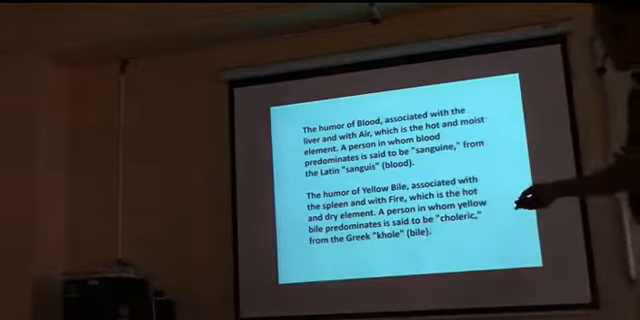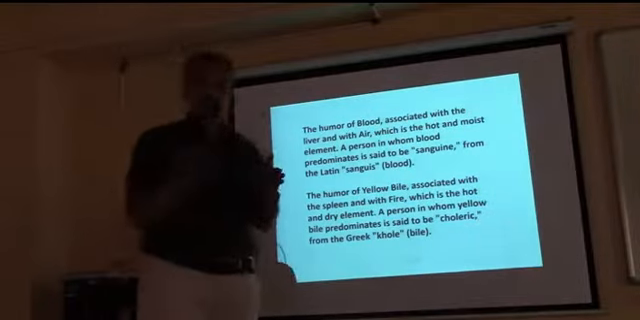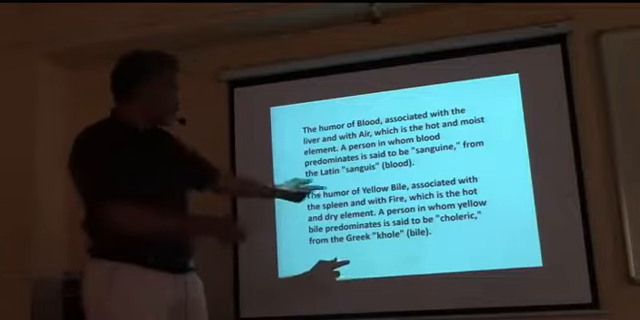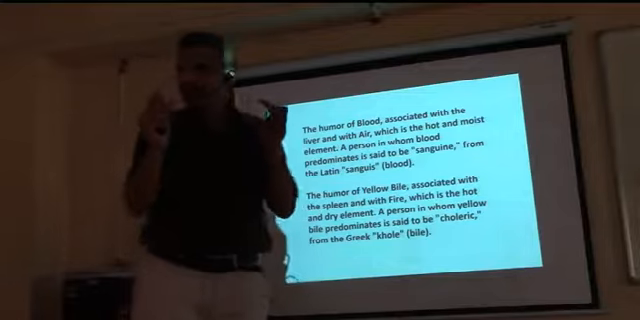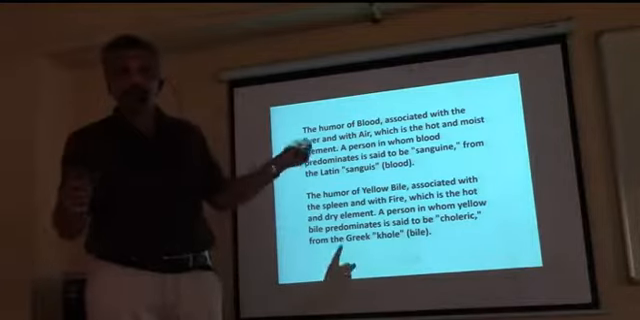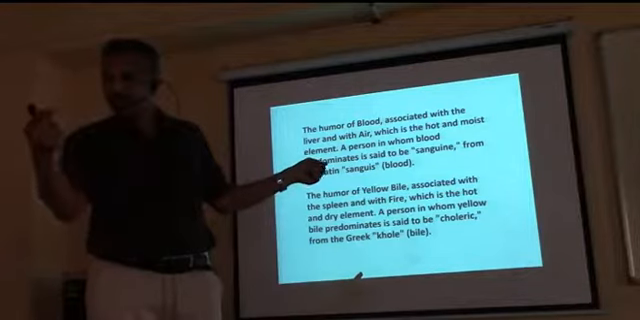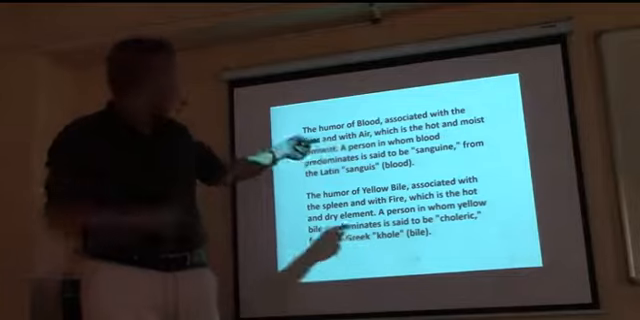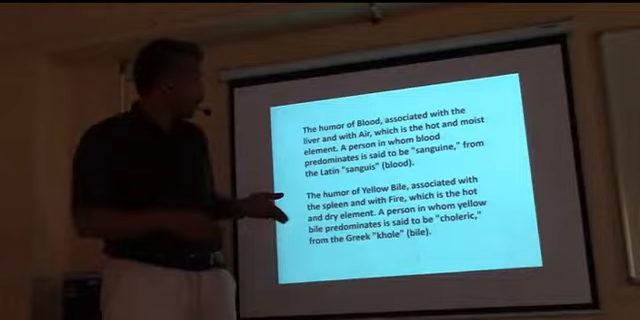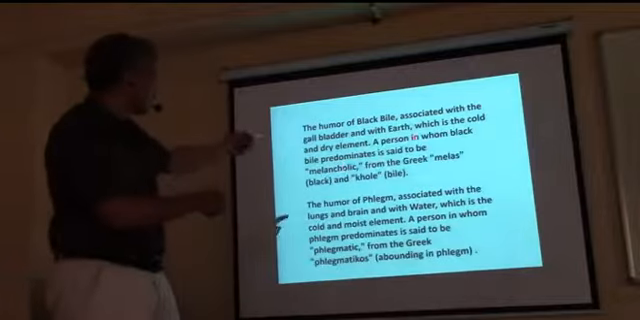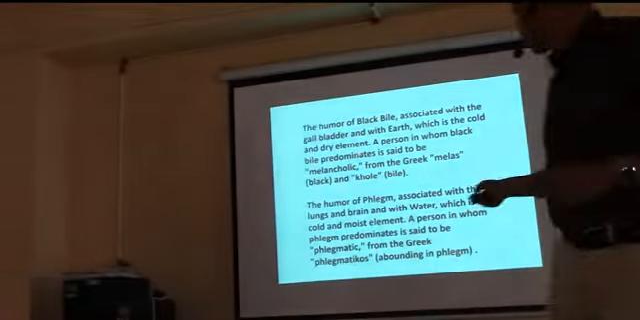Now the second temperament he talks of is when the yellow bile predominates in the body, then he calls it choleric temperament. Please remember these names. Choleric, what happens in choleric? In choleric, the yellow bile, which you have studied in your physiology, predominates. And in the sanguine temperament, what happens? The blood predominates.